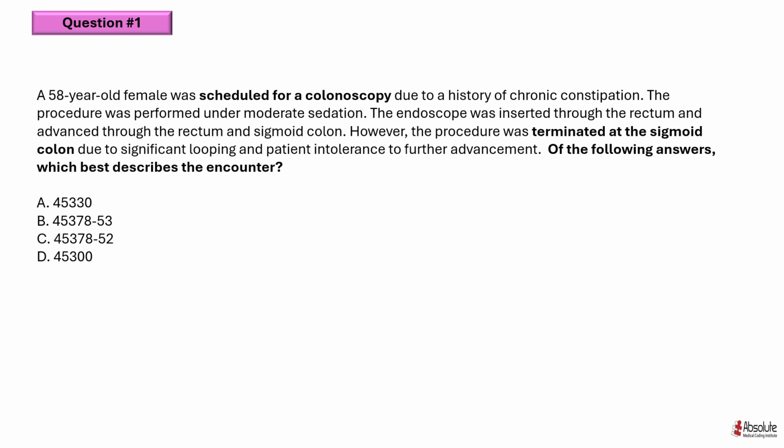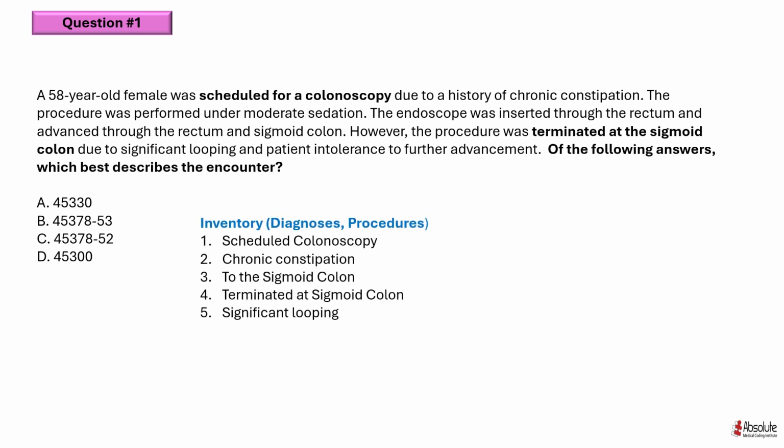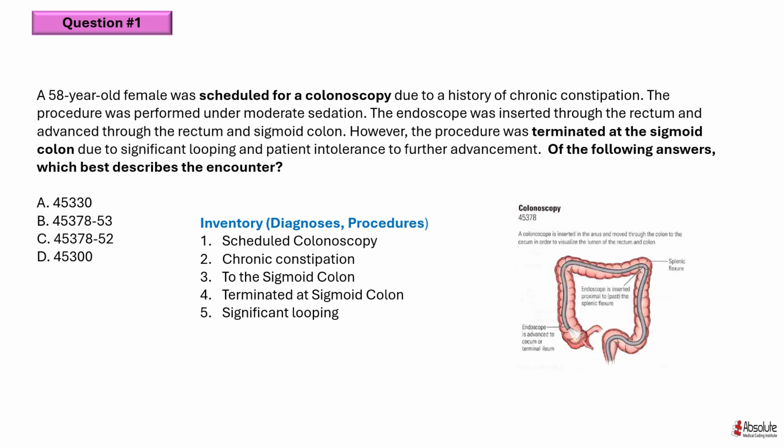Now, these are my keywords: scheduled colonoscopy, chronic constipation. The scope was advanced to the sigmoid colon and it was terminated at the sigmoid colon due to significant looping. So maybe you have a few more keywords, but these are mine, and I'm sure yours are perfect. Let's outline what took place. The doctor inserted the scope and advanced it about right here. So he terminated it right here. He could not get it to the splenic flexure. That's important, right? Because we looked at that colonoscopy decision tree, and that splenic flexure is key.